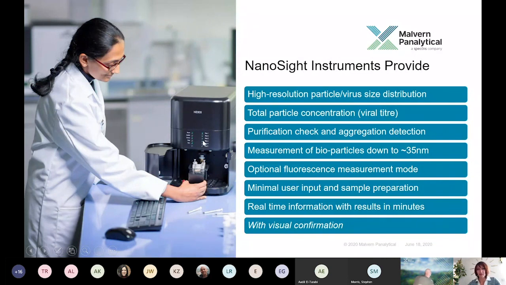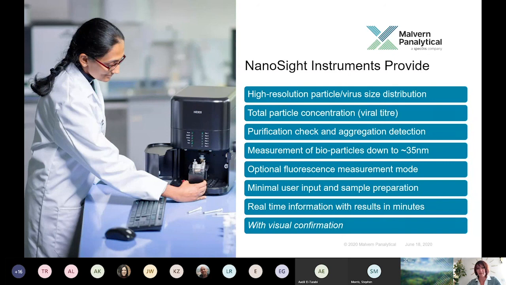I'm going to give you some highlights of the technique in the first instance, as I appreciate some of you might not be so familiar with it. So NanoSight provides you with really high resolution particle size distribution, as well as the particle count. It's often used for checking the effectiveness of your purification or isolation processes, or looking at the control of aggregation of your sample, checking whether your sample contains any aggregation. The instruments are capable of doing this for biological particles from as small as around 35 nanometers.